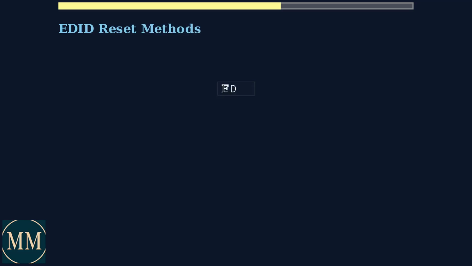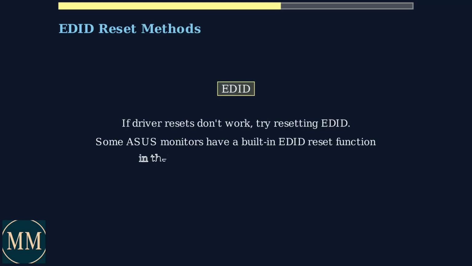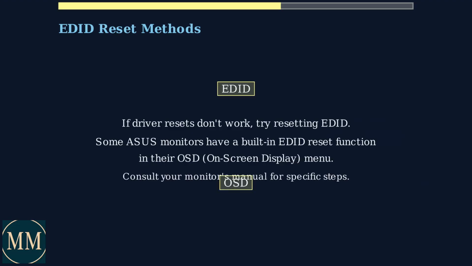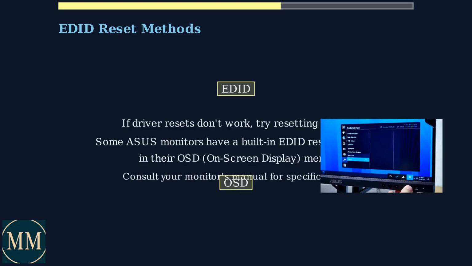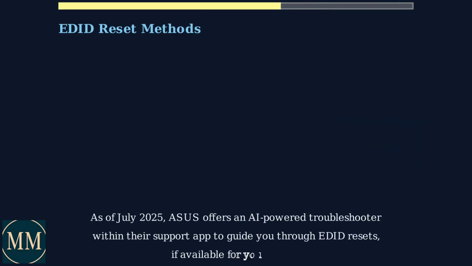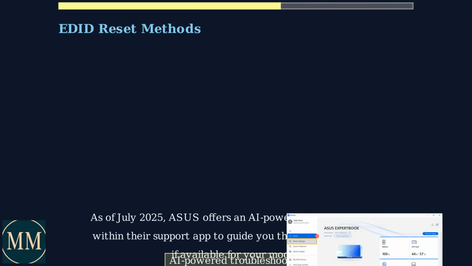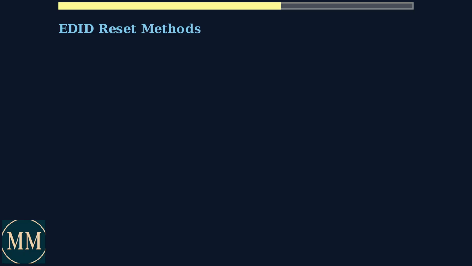If driver resets don't resolve the 640 by 480 resolution issue, the next step is to reset the Extended Display Identification Data, or EDID. Some ASUS monitors include a built-in EDID reset option in their on-screen display menu. Access this through the monitor's buttons and navigate to the System or Setup menu as shown in your manual. As of July 2025, ASUS provides an AI-powered troubleshooter in their support app that can walk you through the EDID reset process automatically, provided it's compatible with your monitor model.